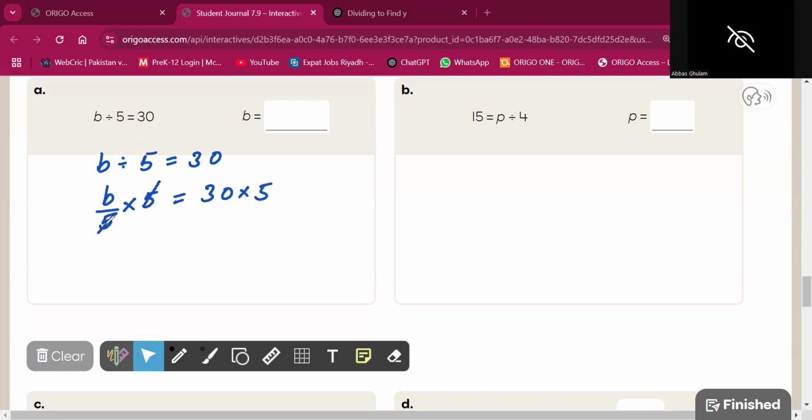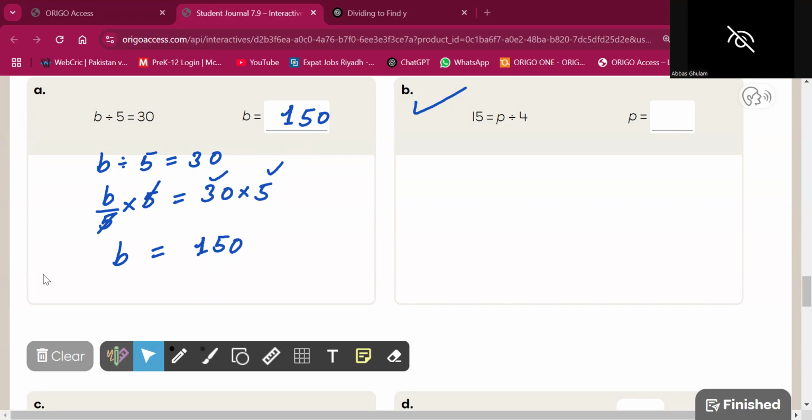I will cross 5 with the 5. What is left here? B is equal to 5 multiplied by 3, which is equal to 15. How many 0s are in the question? 1. I will write here 0. So it is equal to 150. You can continue this to make more practice.